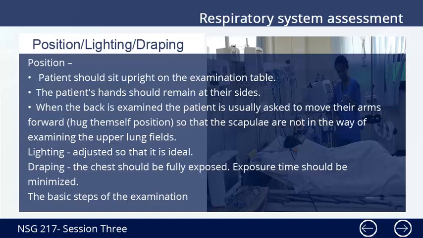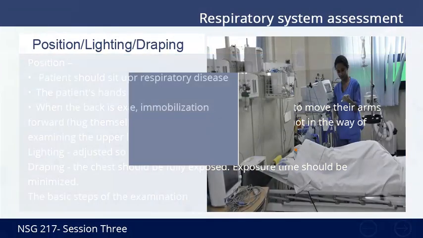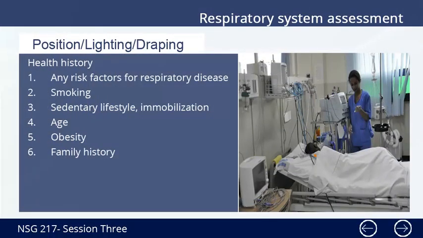The basic steps of examination. Health history. Number 1, any risk factor for respiratory disease. Number 2, smoking. A, the pack per year. B, exposure to smoke. And C, history of attempts to quit, methods and results.